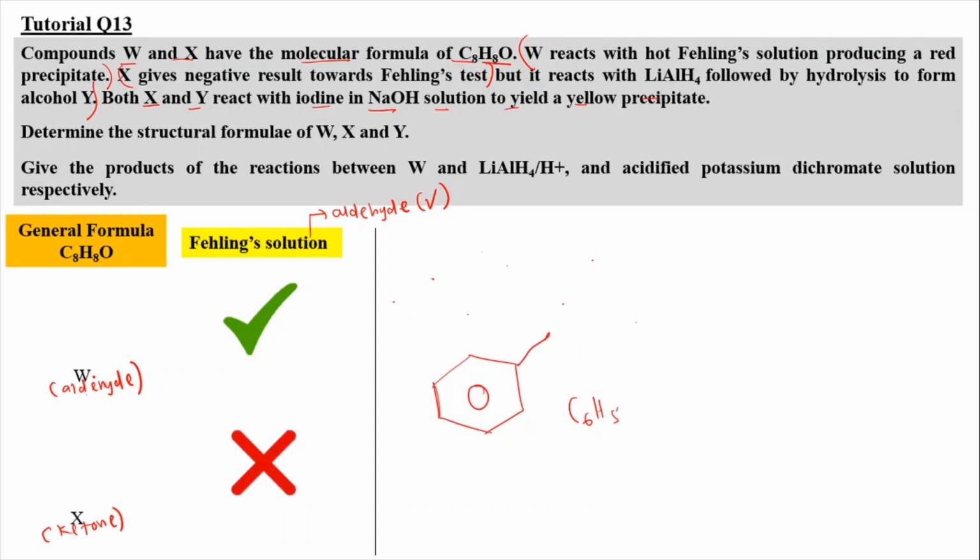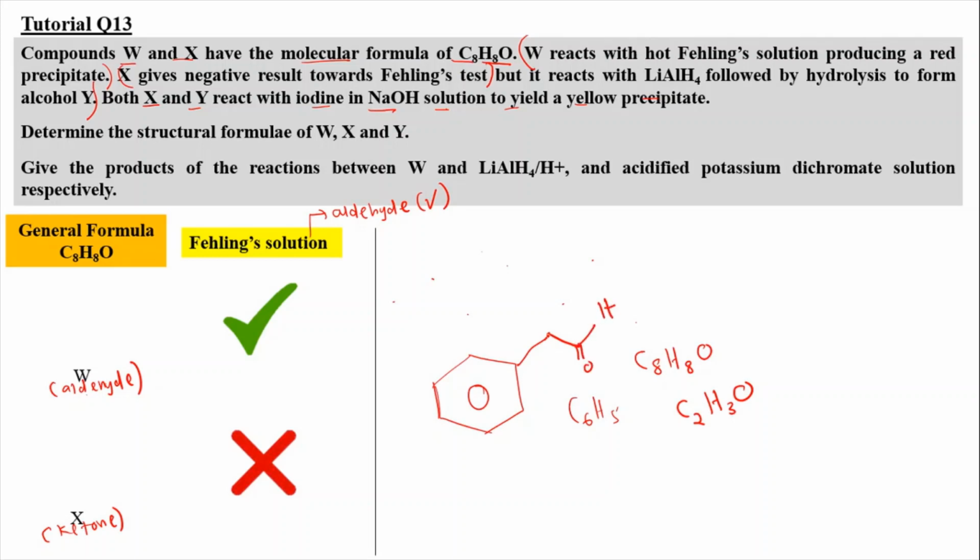So we have our benzene ring, which is C6H5, because on one of these I'm going to put a chain. So I know that my W is going to be an aldehyde. So C6H5 now, I need C8H8O. So I need to add another C2H3O. So I need to add 2 carbons, which is 1 and 2, and for the aldehyde it's going to be at the end.